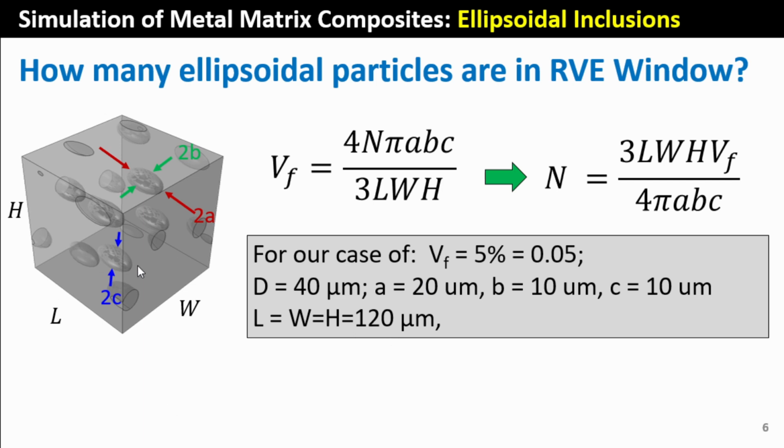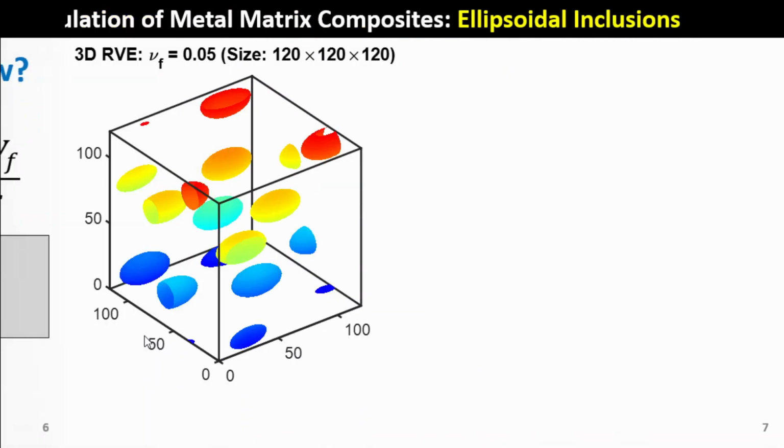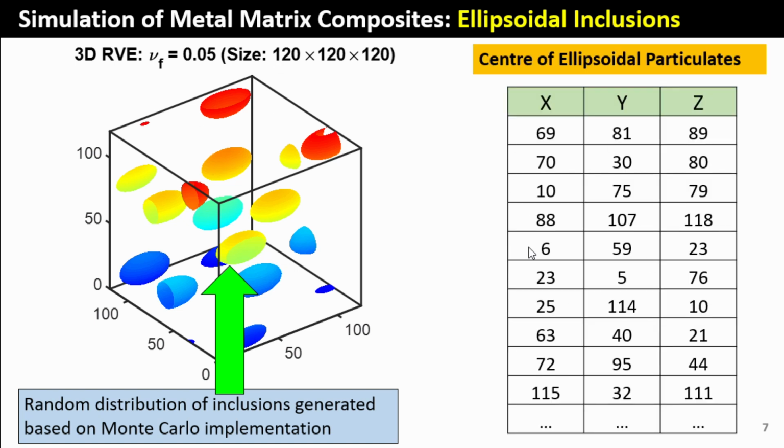Of course, the length, width, and height is 120 micron. If you do the calculation, it works out that you should have about 10 ellipsoidal particles to capture this 5% volume fraction within this RVE window. So that's what we're using. Then I'll use my Monte Carlo system to generate this random representation within MATLAB of what the particles would be. First, they are randomly positioned and they are oriented along this x-axis. Of course, you could change it, orienting in a different direction, but this is what I'm working with. I'll note the positions of this ellipsoid, especially the center of this ellipsoid. We're going to be using this in creating our model.